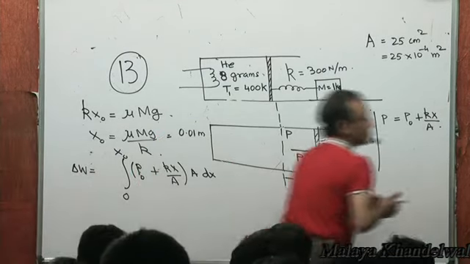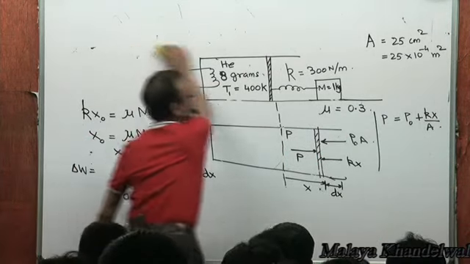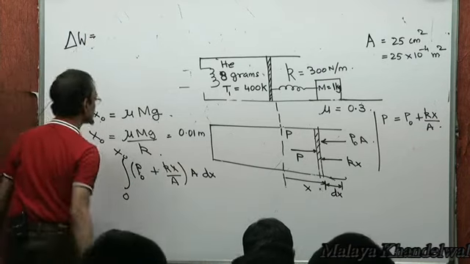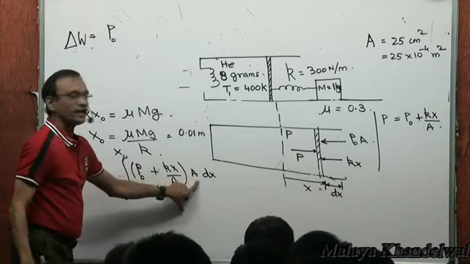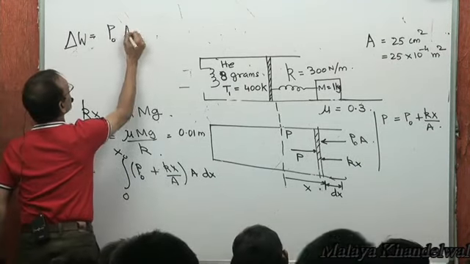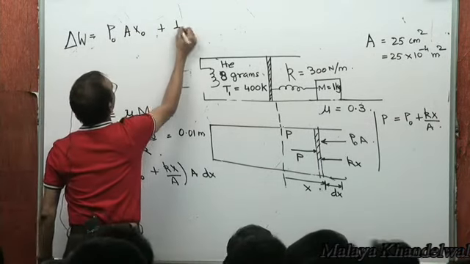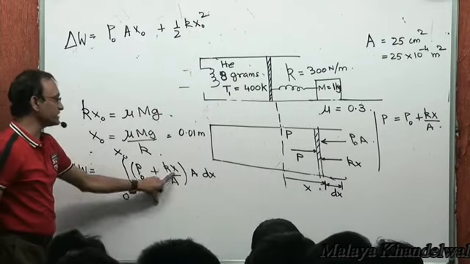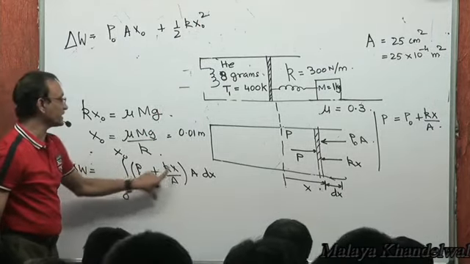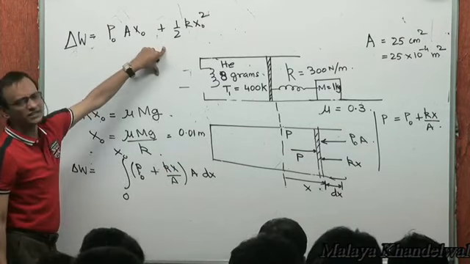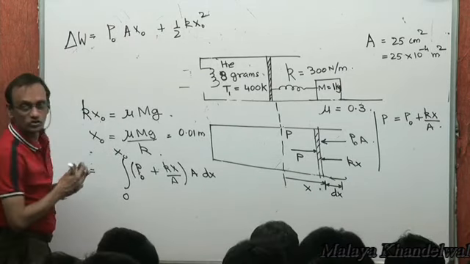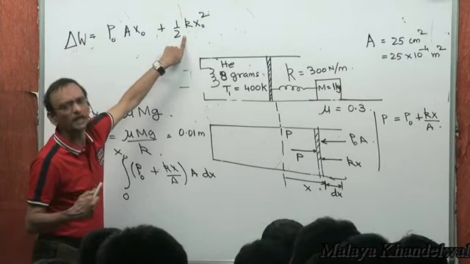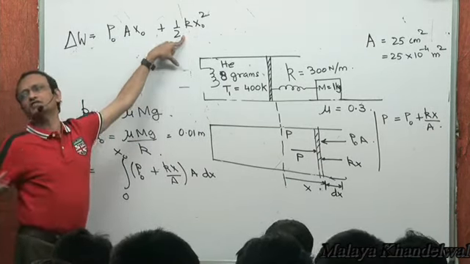Which then reduces to P naught A x naught plus half K x naught squared. If I integrate this, I'll get x squared by 2, and A will get cancelled, so half K x naught squared. When I supply the limits, this is what I get. This is the work done. The first term is the work done against atmospheric pressure, and this is the work done against the spring force, half Kx naught squared, which goes towards storing elastic potential energy in the spring.